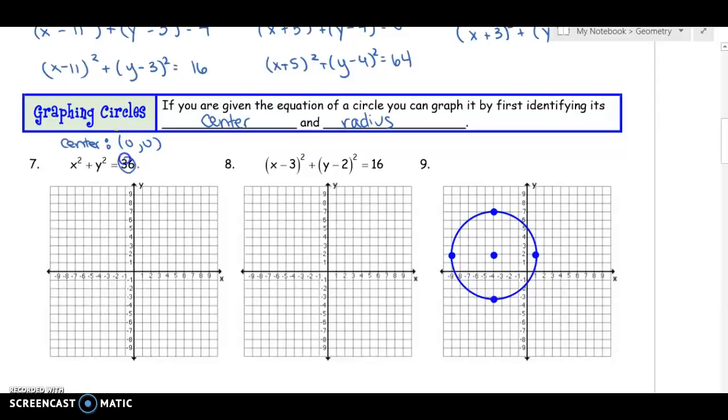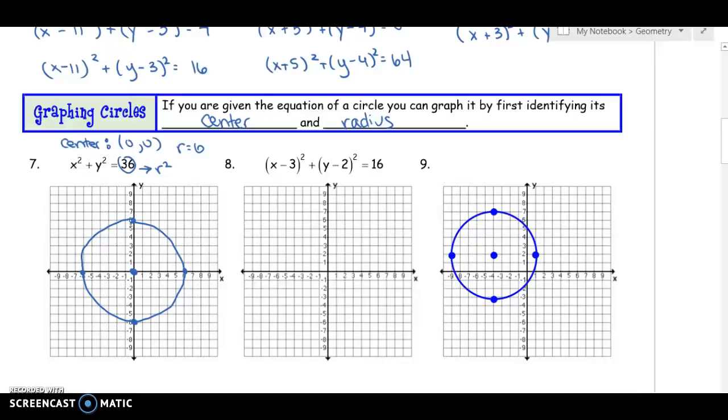And then this number, remember, is r squared. Well, if r squared is 36, my radius is 6. So what you're going to do is plot your center at 0, 0. For the radius, you're going to go 6 to the right, 6 up, 6 to the left, and 6 down. And then you can create your circle, and hopefully you'll make your circle nice and round looking.